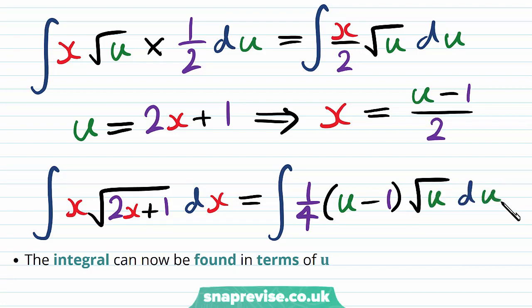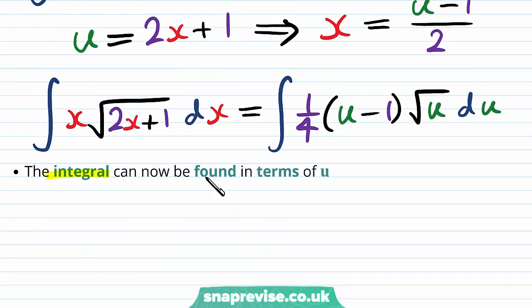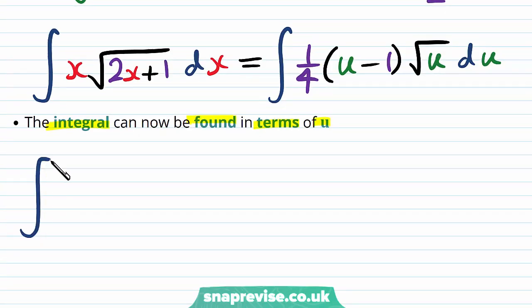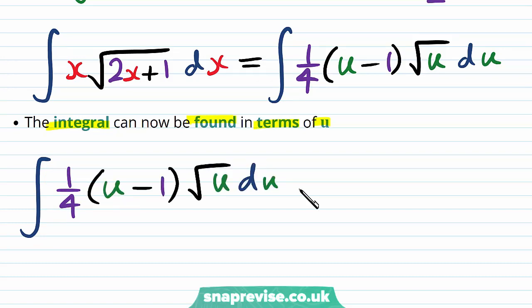Now everything is in terms of u, and we can now perform this integration. The integral can now be found in terms of u. What we do is we take our integral, which is the integral of 1/4 multiplied by (u minus 1) multiplied by root u, and then we have our du. We can now see that our du's and dx's play a much more important role in this process of integration by substitution. And then we can use the linearity of integration to bring the 1/4 entirely outside of the integral. And we have our integral symbol.